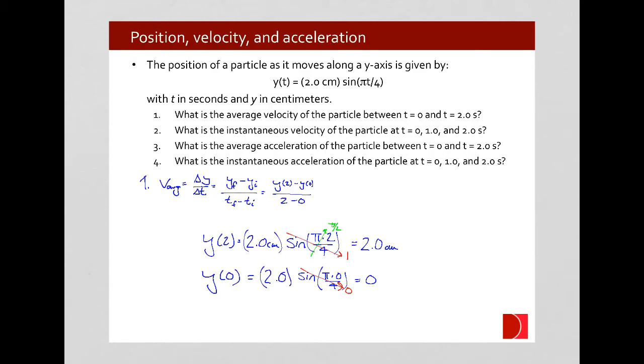This means that our average velocity is 2 centimeters minus 0 centimeters divided by 2 seconds minus 0 seconds. And we'll see that that ends up being 1 centimeter per second. We were told specifically that the position is measured in centimeters. We're not told anything about t, so we will assume that t is in seconds.